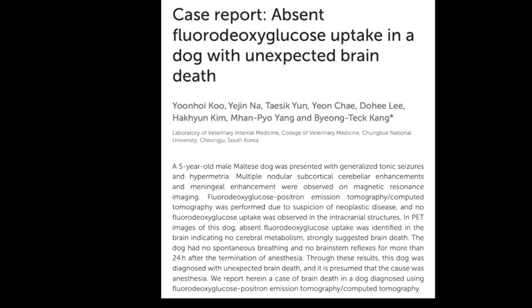the intracranial structures. In PET images of this dog, absent fluorodeoxyglucose uptake was identified in the brain, indicating no cerebral metabolism, strongly suggested brain death. The dog had no spontaneous breathing and no brainstem reflexes for more than 24 hours after the termination of anesthesia. Through these results, this dog was diagnosed with unexpected brain death, and it is presumed that the cause was anesthesia. We report herein a case of brain death in a dog diagnosed using fluorodeoxyglucose positron emission tomography/computed tomography.